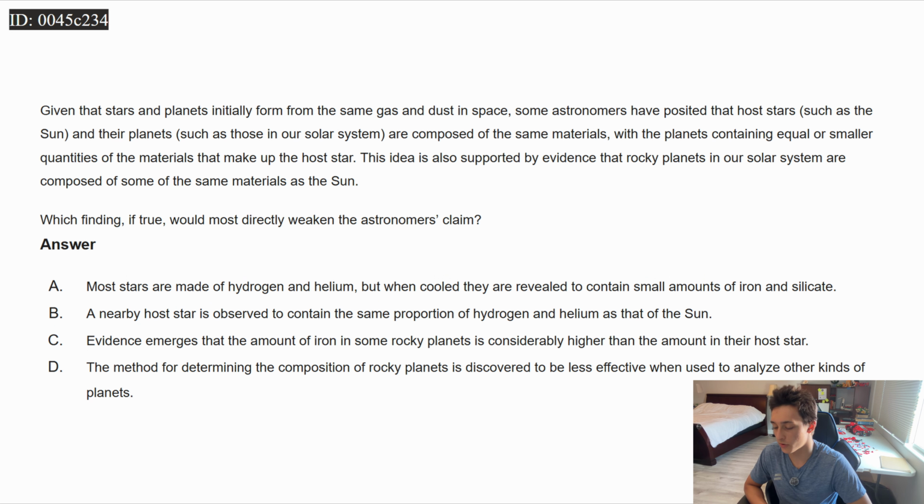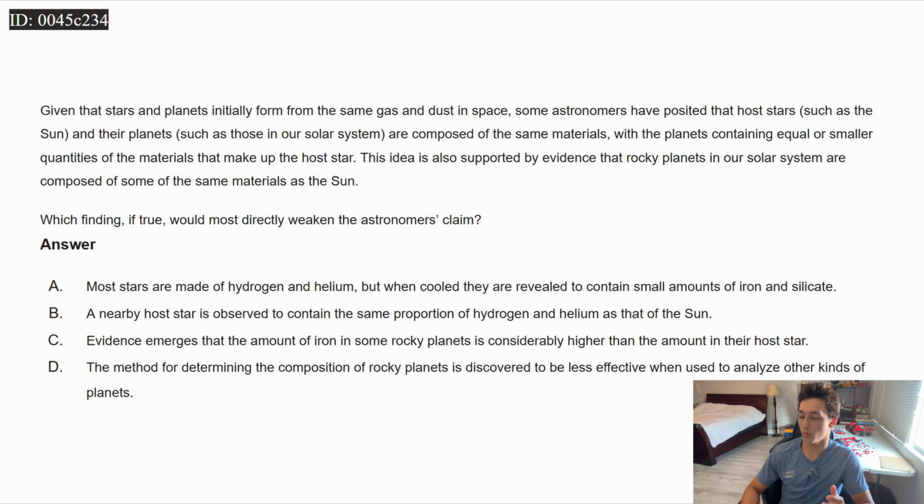Which finding would most directly weaken the astronomer's claim? All right, so we're trying to weaken the claim. Given that stars and planets initially form from the same gas and dust in space, some astronomers have posited that host stars, such as the sun, and their planets, such as those in our solar system, are composed of the same materials, with the planets containing equal or smaller quantities of the materials that make up the host star. This idea is also supported by evidence that rocky planets in our solar system are composed of some of the same materials as the sun.